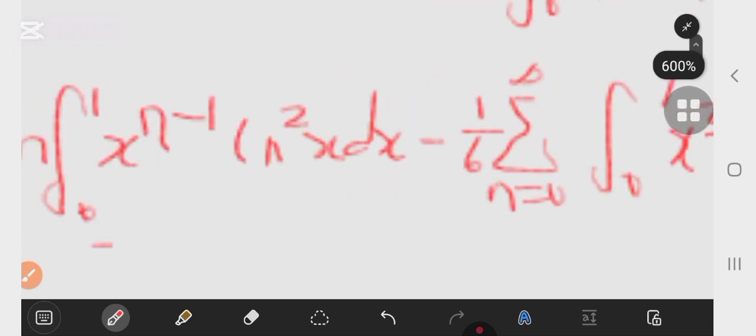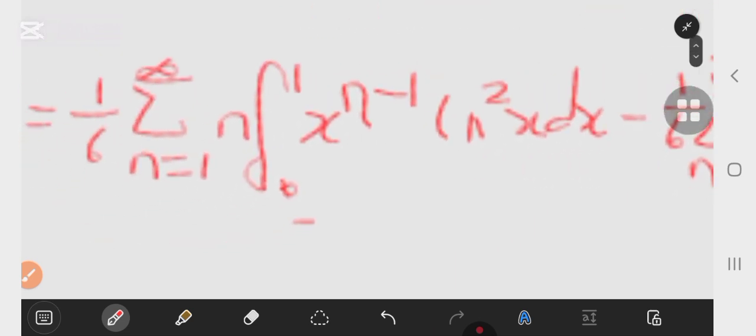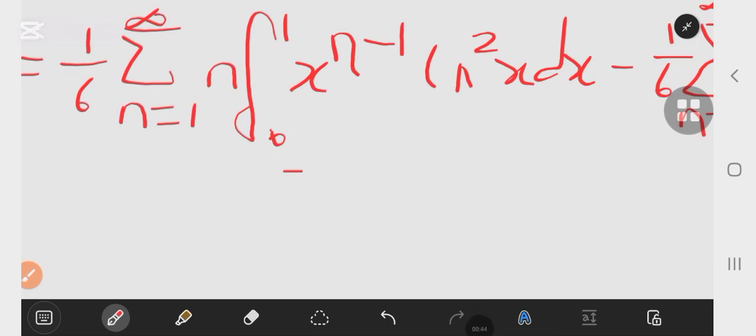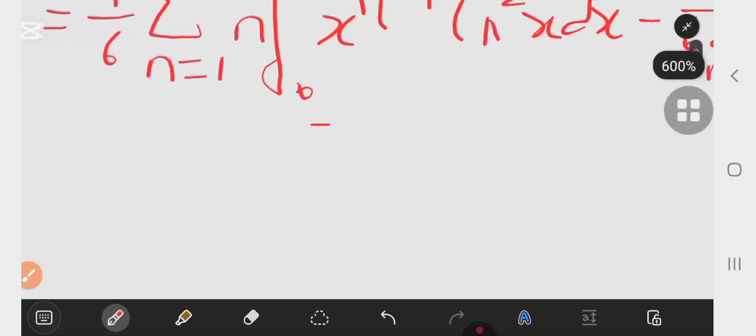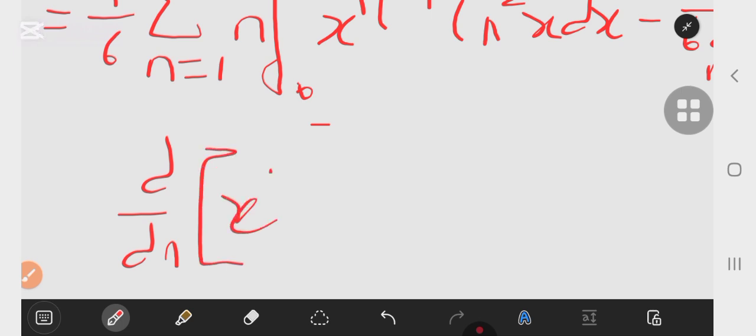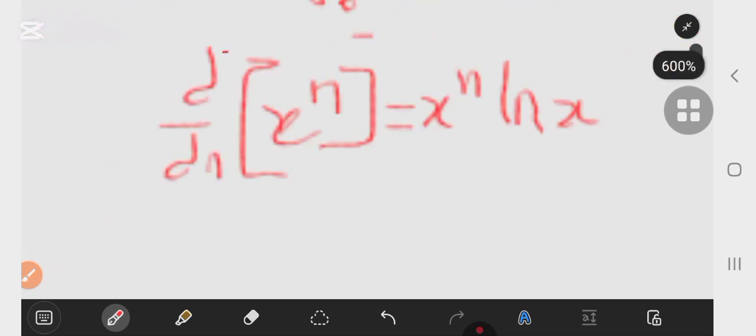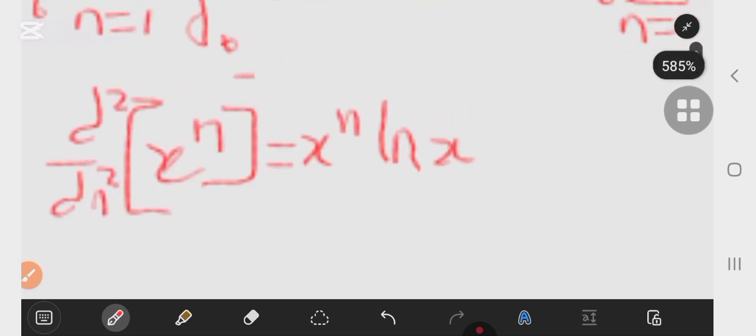Alright, so now before I continue, let me work with this sum first. Let me go back to our memory, something I did before. Remember the other time I used n, but here I'm going to use n. The derivative of x to the power of n is equal to x to the power of n ln x. So the second derivative, just like I did before, will now be ln square x.